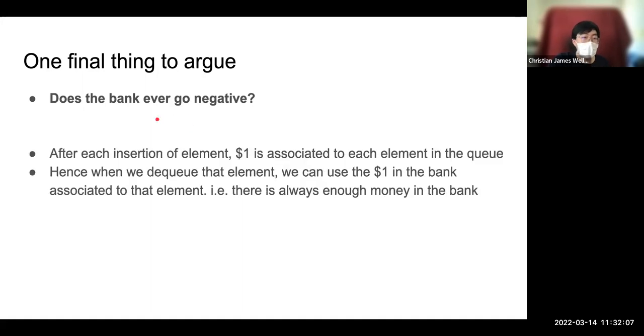Does the bank ever go negative? After each insertion of an element, you have $1 associated with each element in the queue, so that when we dequeue that element, we just use that $1 in the bank. In a sense, the money stored in the queue equals the number of elements in the queue. So when we dequeue, it's always enough.